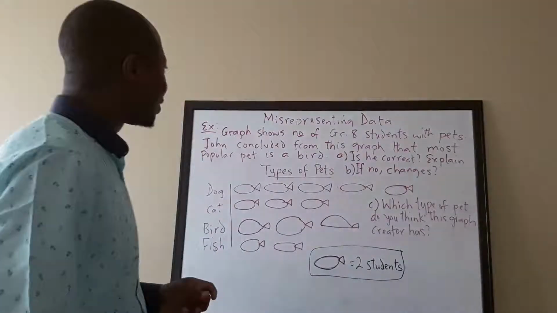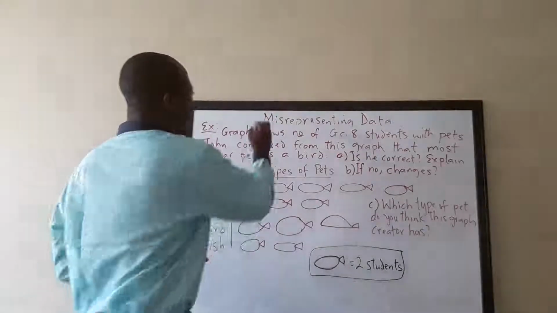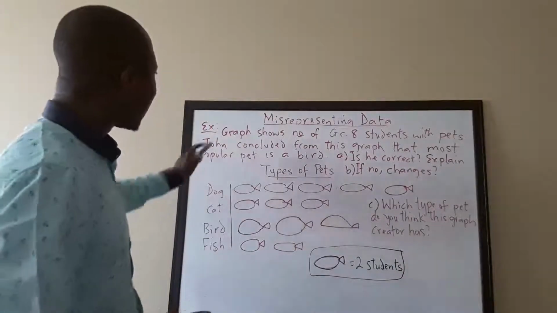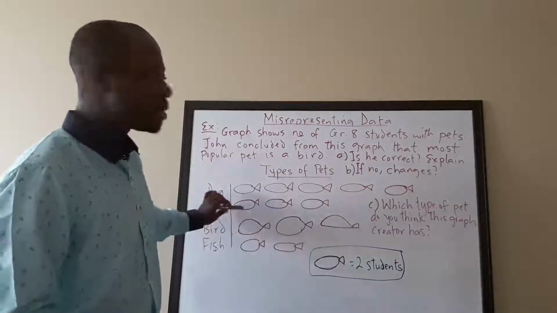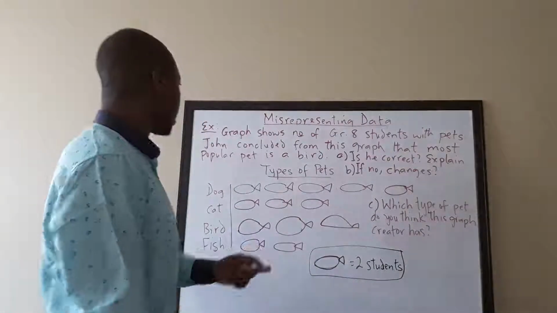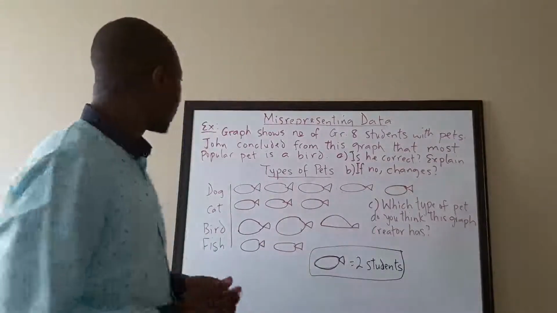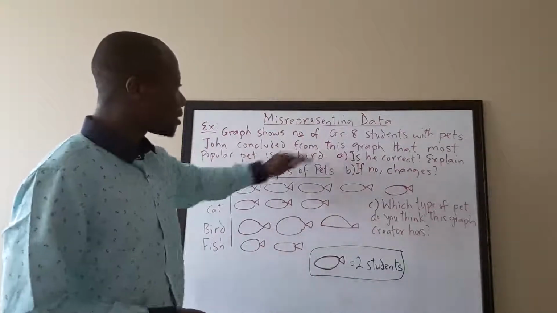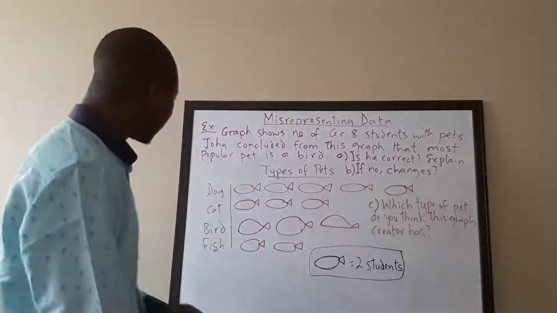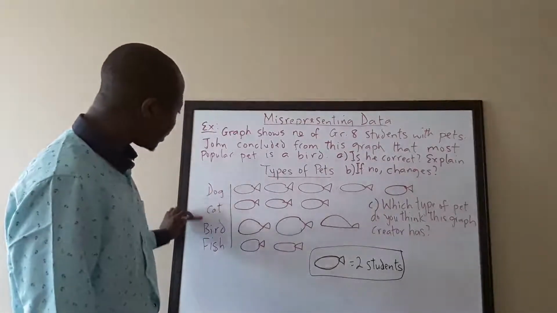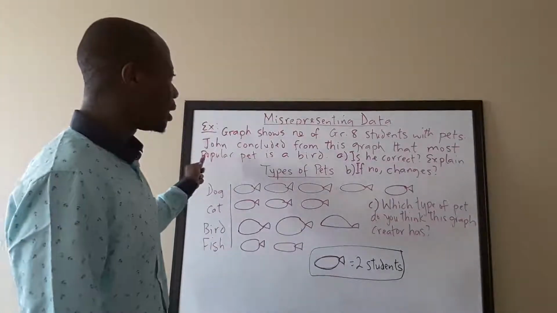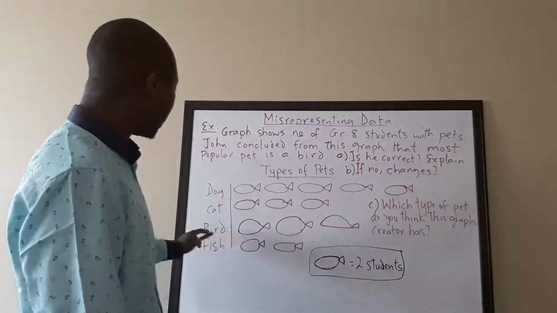All right. So right now we are moving on. We're still working on misrepresentation of data. The example here says that this particular graph, this pictograph, shows the number of grade 8 students with pets in a particular school, of course. John concluded from this graph that the most popular pet is a bird. Well, let's see. We've got dogs, cats, birds, and fish. So John concluded that the most popular pet is a bird.